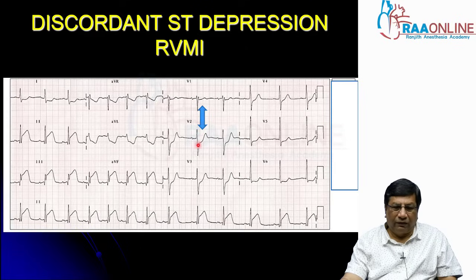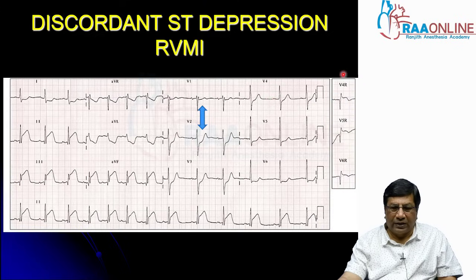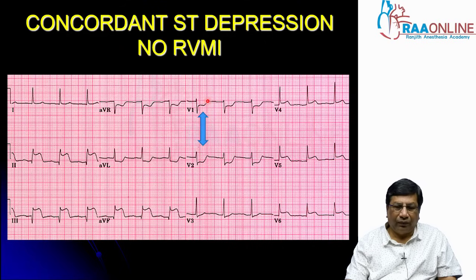So in all inferior wall infarctions, if you don't have V4r, look at this sign. In this patient V4r was recorded, and V4r also shows ST segment elevation, confirming that this sign is definitely due to associated inferior wall and right ventricular infarction. So always look at this discordant ST segment depression between V1 and V2.